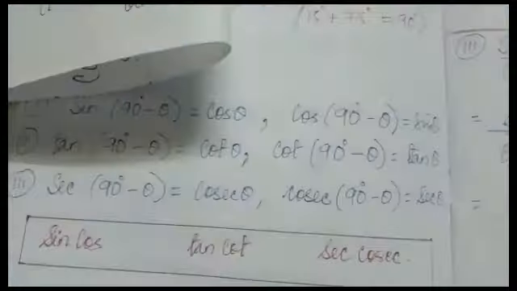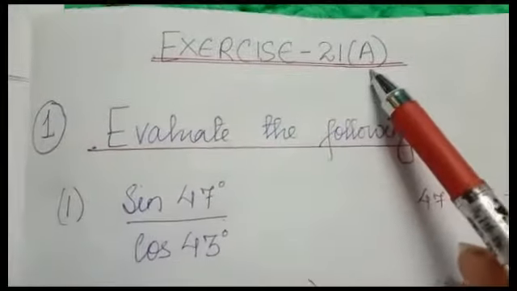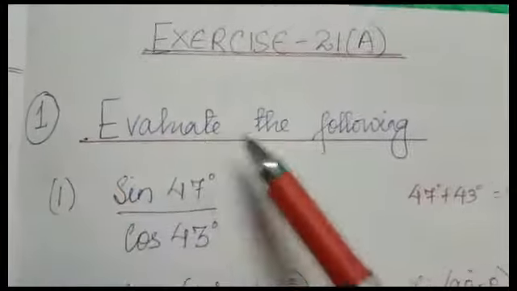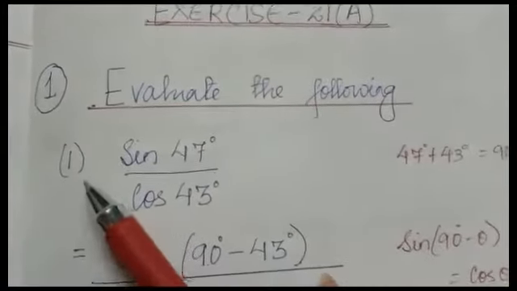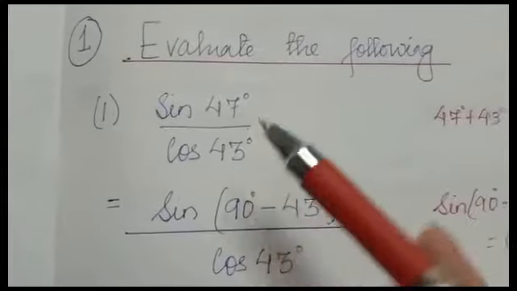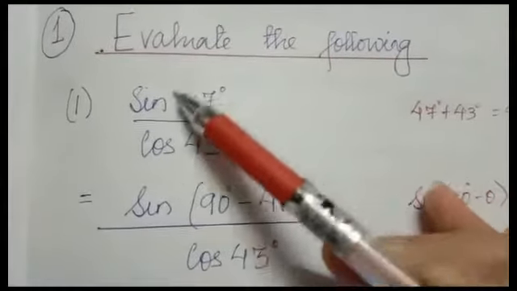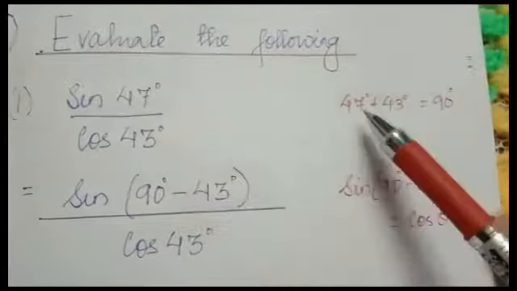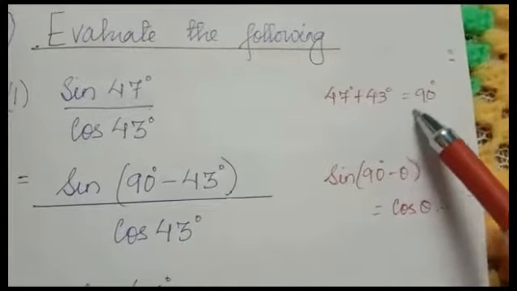Now we can start a new exercise. We'll start exercise 21A. Number 1, evaluate the following. Question number 1: sine 47 degrees, cos 43 degrees. First you check whether they are complementary or not. When you add 47 and 43, it will be 90 degrees.